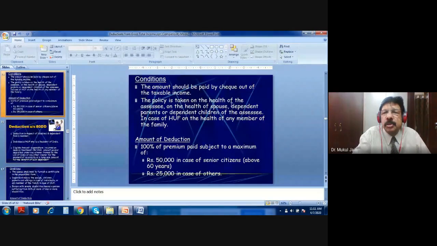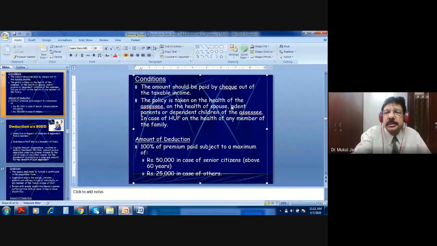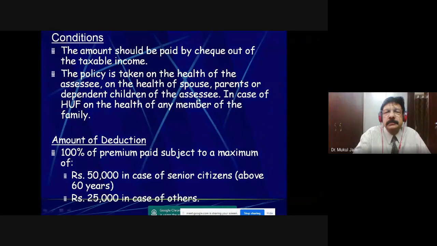So parents need not be dependent. So parents or dependent children of the assessee. Is it clear? Section 80D. 80D is for health insurance premiums. Yes, I want to know your yes or no. And if there is any doubt, do ask.